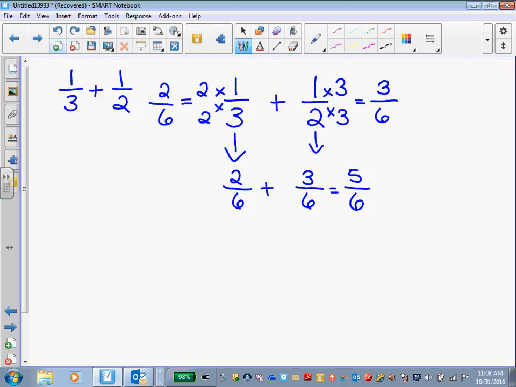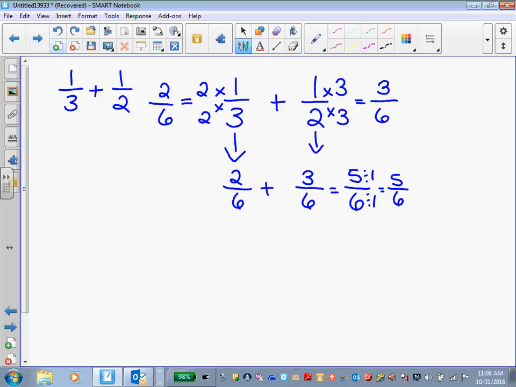Jabria just said 1. Can 1 go into 5 evenly? Yes. Can 1 go into 6 evenly? Yes. But will it change the fraction? No. So you never divide by 1 because it wouldn't change the fraction. 5 divided by 1, 6 divided by 1, it's 5/6.